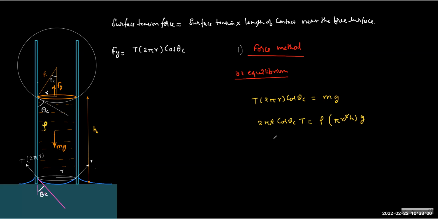So the liquid will rise up to what height? You can see its answer is h equals 2T cos theta c upon rho g r.